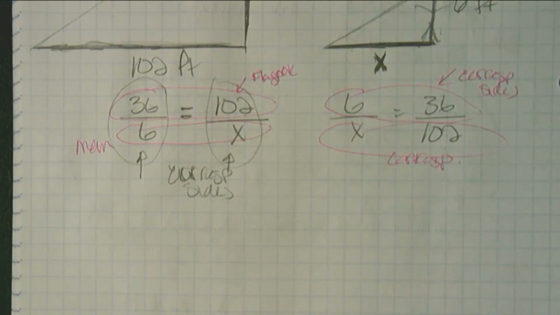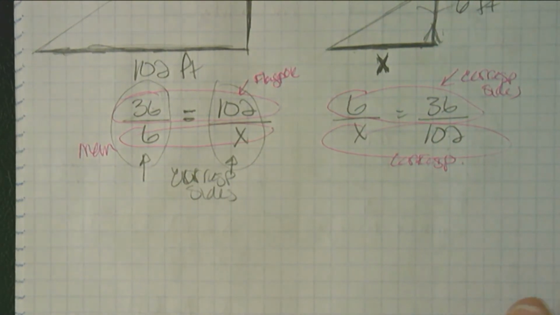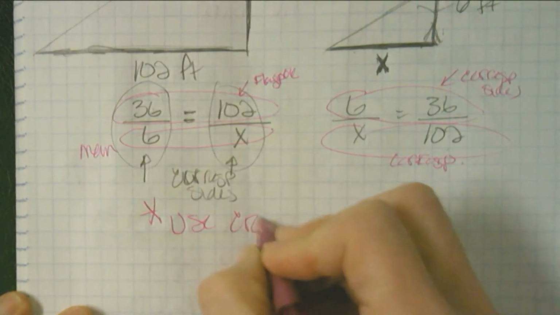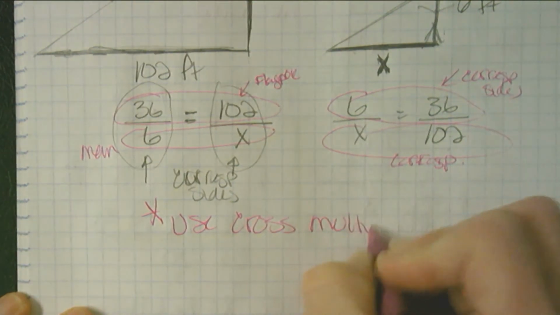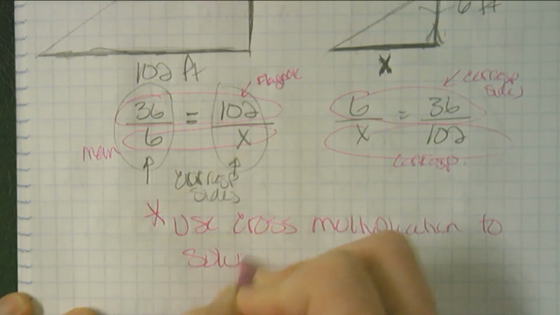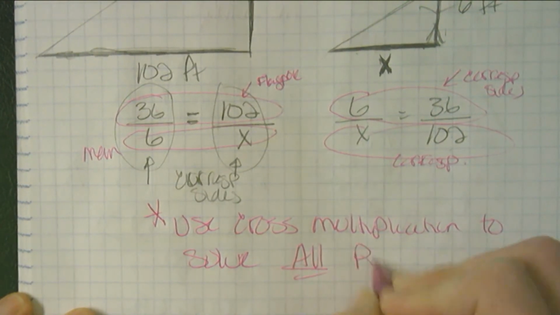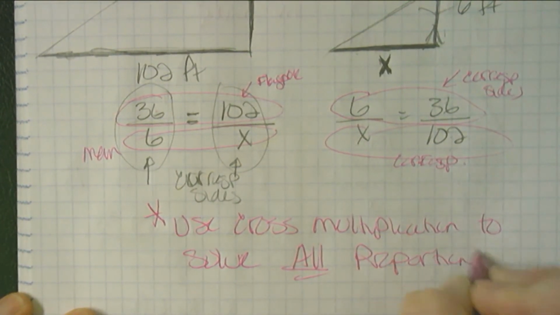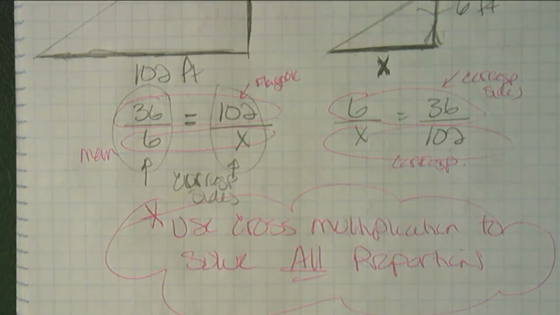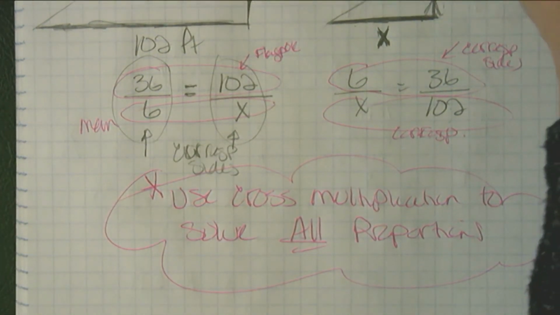All right, so I need you guys to put a big fat note on here. If you didn't know that, I need all of you to put a big fat note. Use cross multiplication to solve all proportions. All of them. Always. So somebody do the cross multiplication for me.